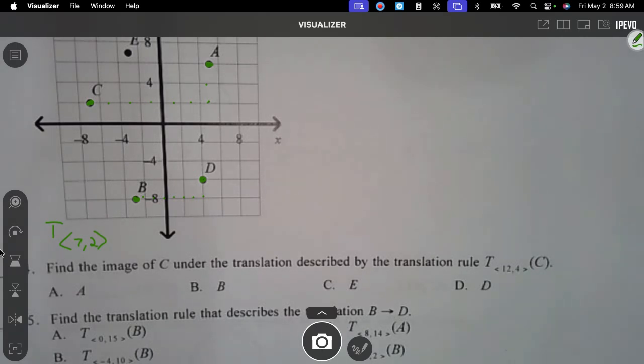Translation from B. That one says A. We're not even moving point A. We're moving point B. We're translating point B over 7 and up 2. So yeah, that was answer choice D. Are we okay with that one? Yeah? Did you get A for 4? Yes, I did. All right. I'll give you that. Next.